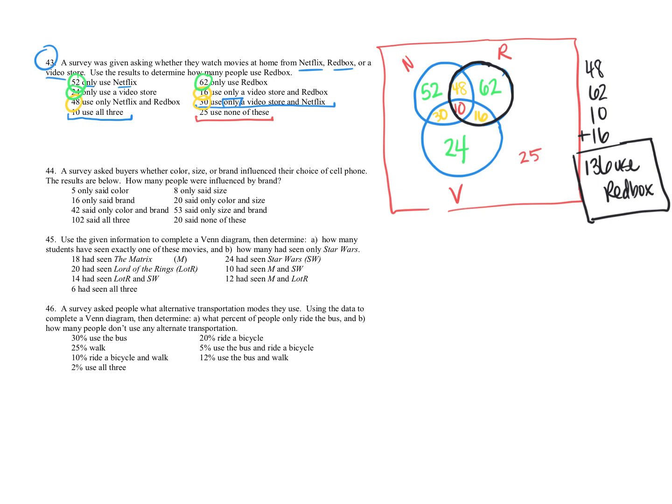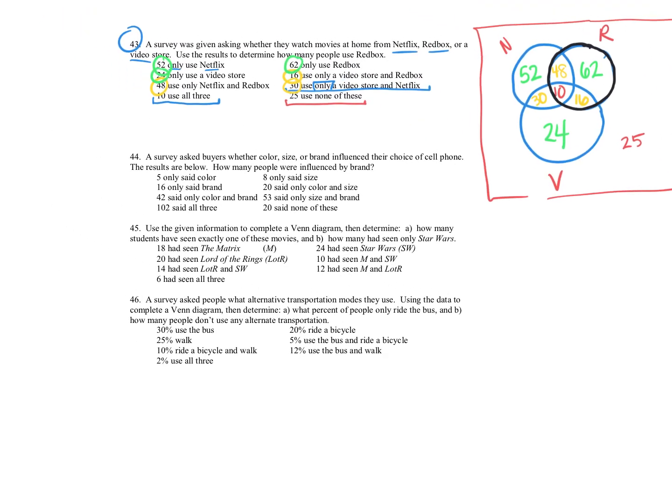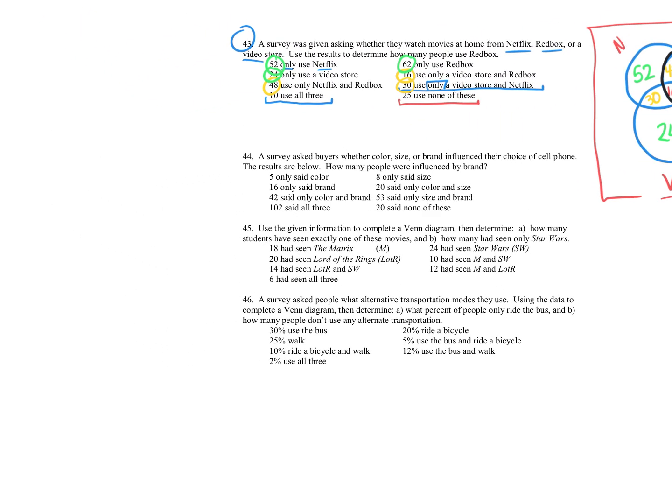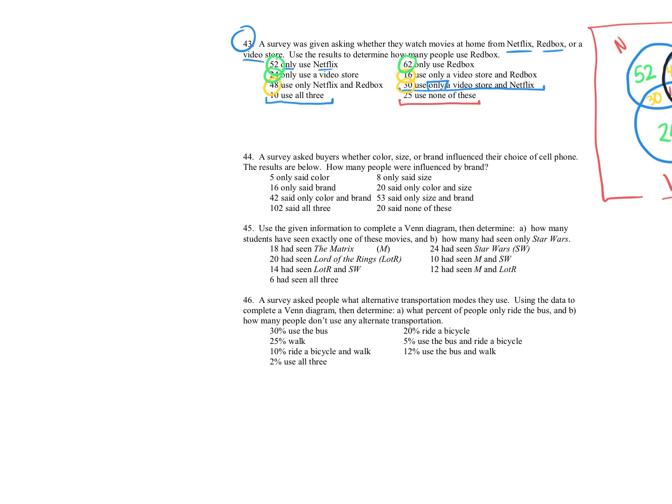All right, for the next one, we have 44. I'm going to switch to the other side here, just making sure I have enough space. Again, we have another survey. This time we're talking about color, size, and brand influencing your choice of cell phone. How many people were influenced by brand? So we can see down below that there is some overlap. Some people are concerned about the color and size. Some are concerned about the brand. And again, I see that word only floating around.